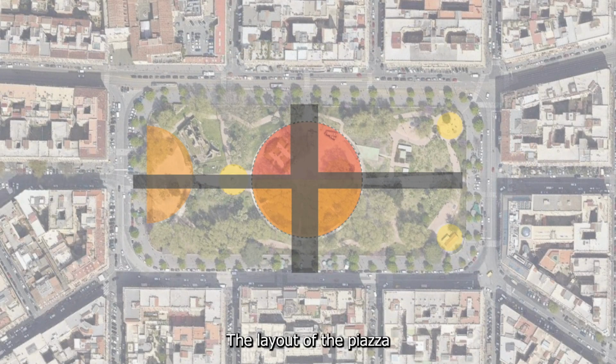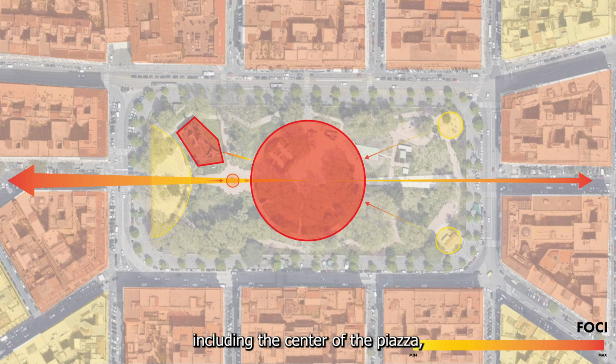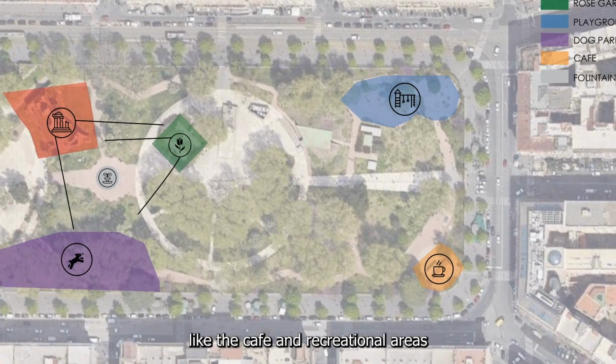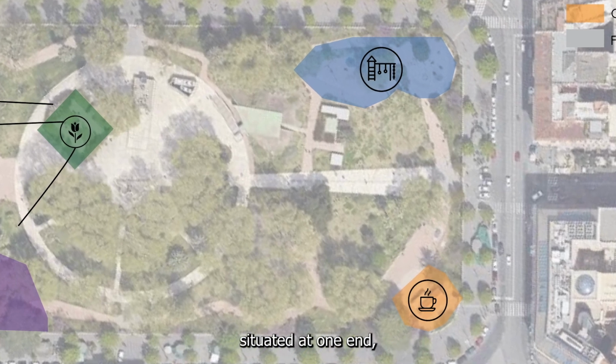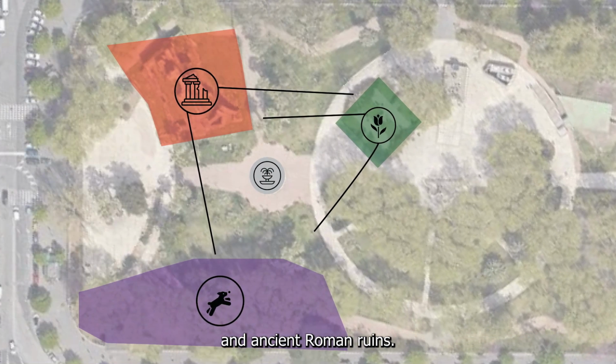The layout of the piazza becomes a datum of circles, semicircles, and winding paths. Each space within the park has its own focus, including the center of the piazza, the fountain, and the ancient ruins. The park's uses vary, ranging from historical sites, gardens, playgrounds, and recreational areas to cafes. The time gradient of the park's uses is also evident, with newer additions like the cafe and recreational areas situated at one end, the war memorial in the middle, and ancient Roman ruins at the other end.